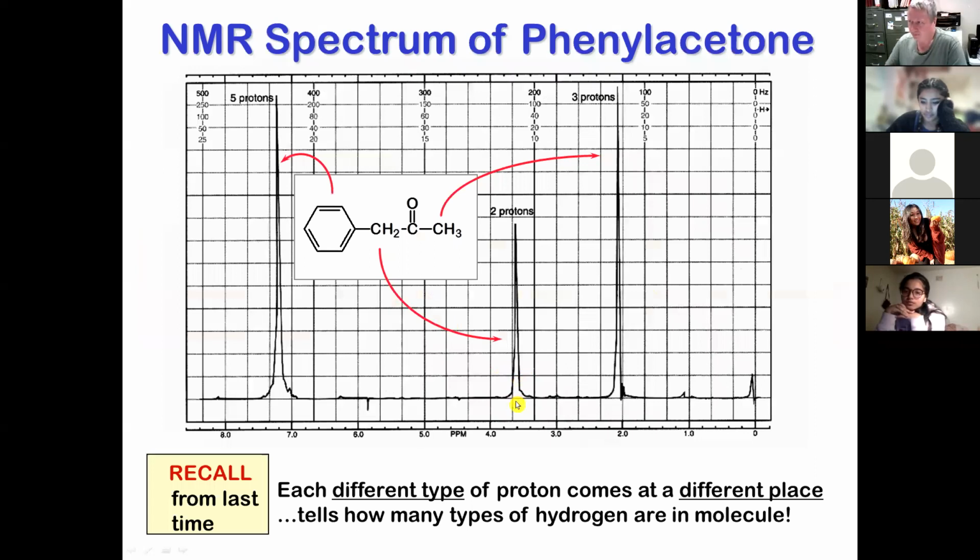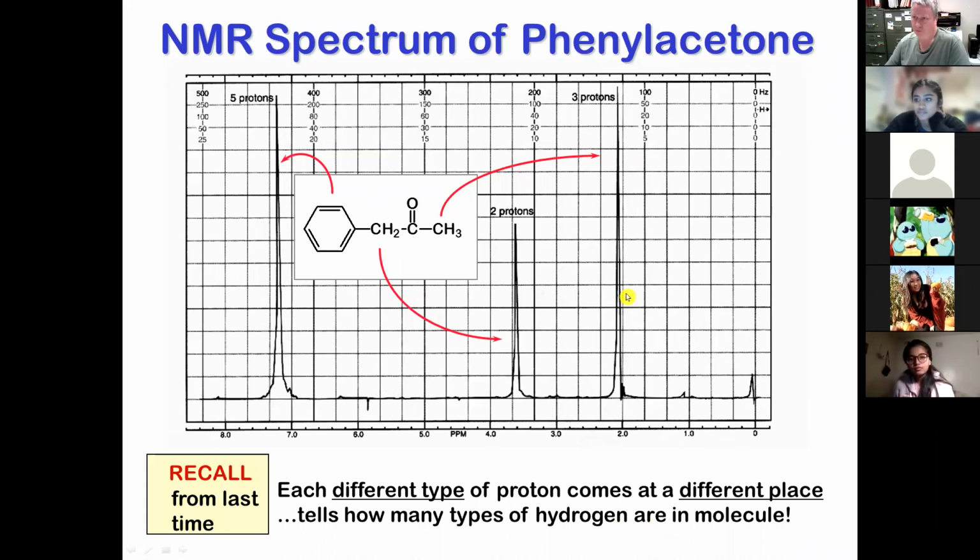Okay, back to our spectrum. Phenylacetone. How many types of protons? 3. Aromatic, CH2, CH3. Each different type of proton comes at a different place. It tells us how many types of hydrogens are in the molecule, right? These 3 peaks mean 3 types of atoms, right? That's kind of cool.